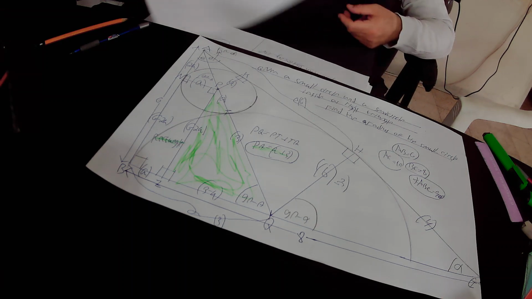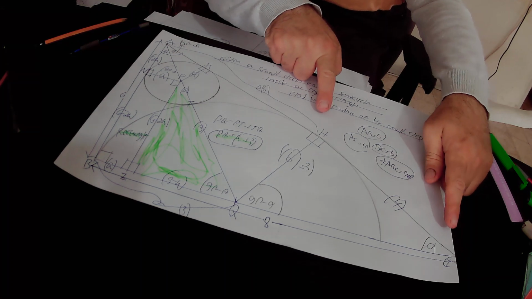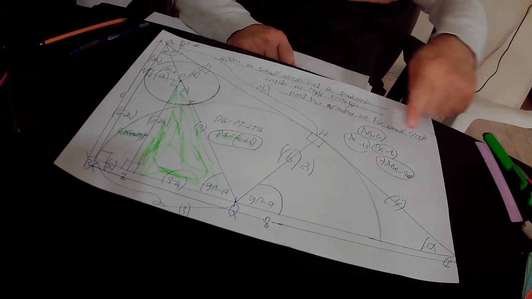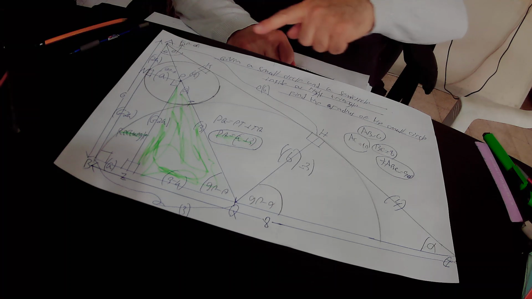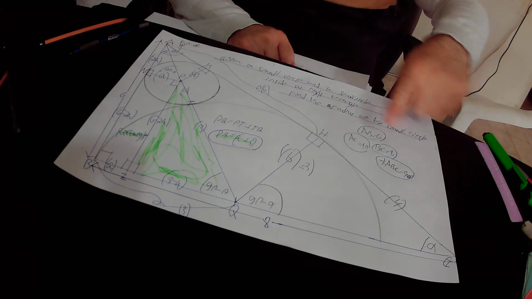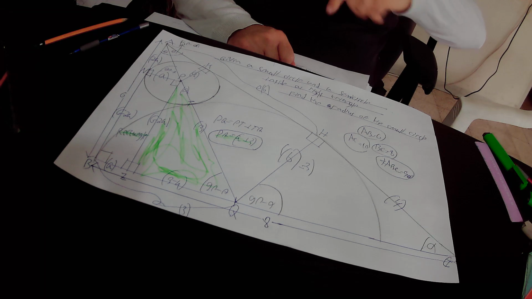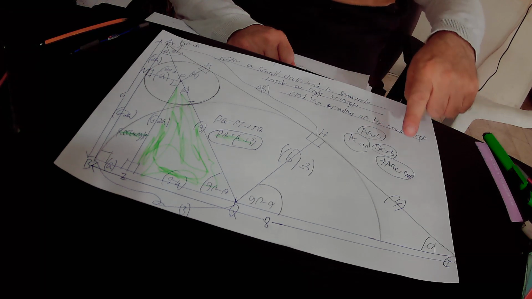And therefore, the distance HC must be equal to AC minus AH. So HC equals AC, that is 10, minus AH, that is 6. So in total, HC equals 10 minus 6, that is 4.